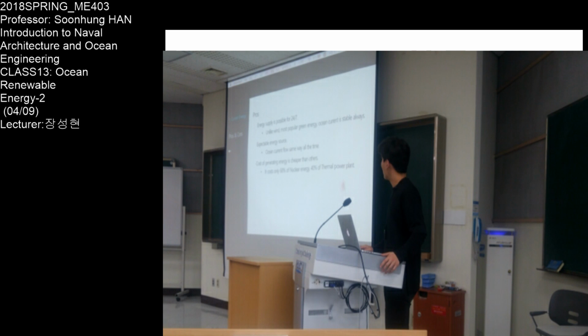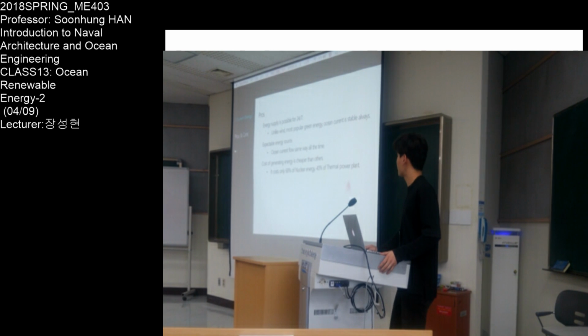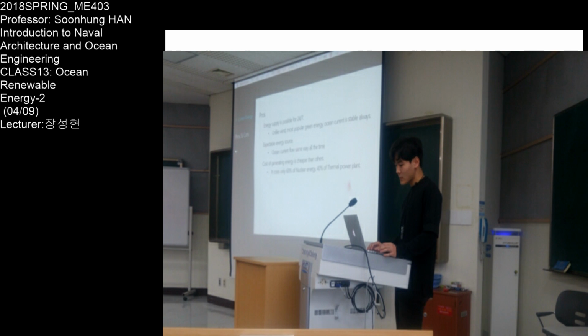And ocean currents always flow at the same rate, so we know how much energy we can get. So it's a predictable energy source. And the cost of energy is cheaper than others, like 68% of nuclear energy and only 40% of a thermal power plant.